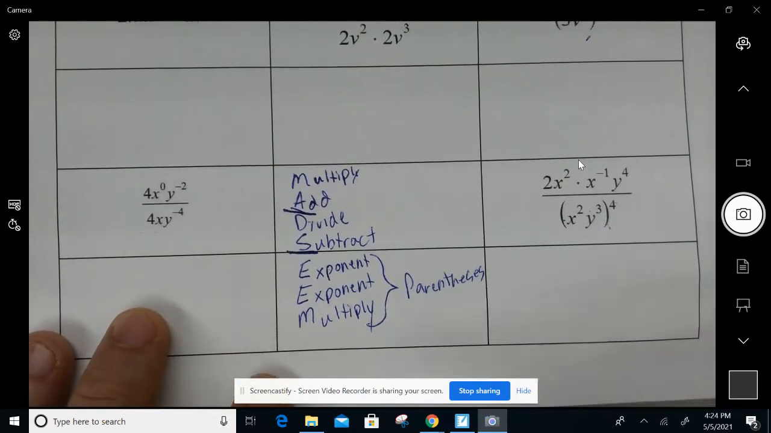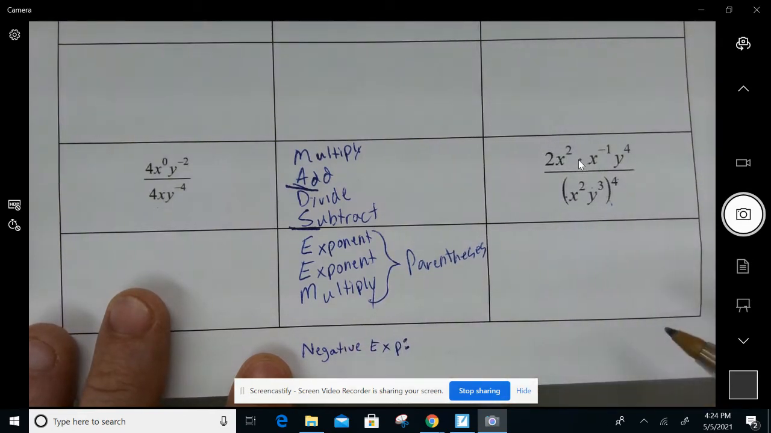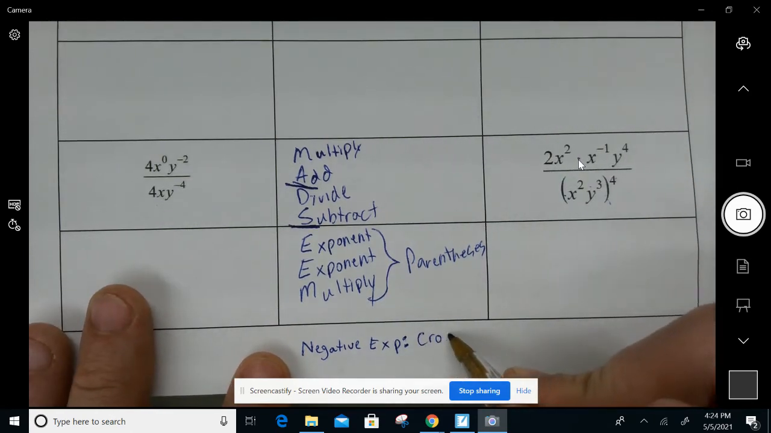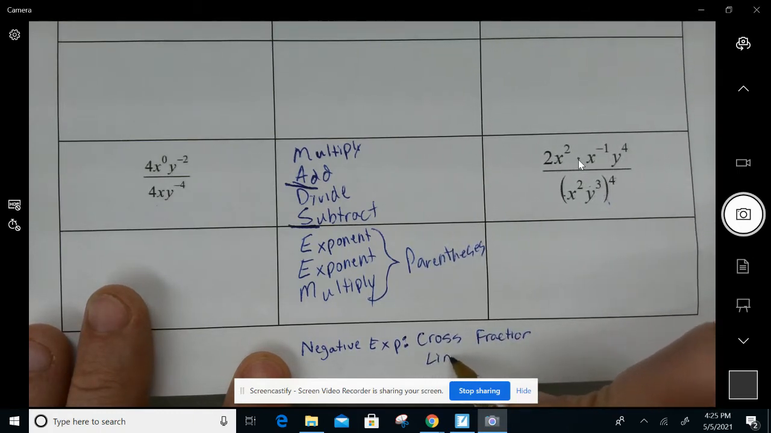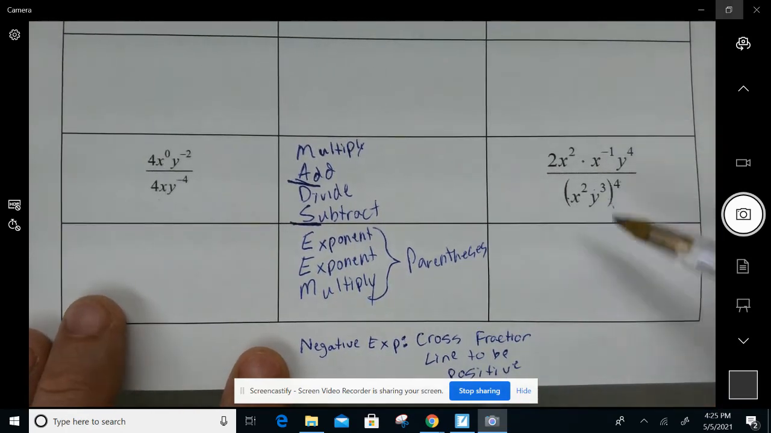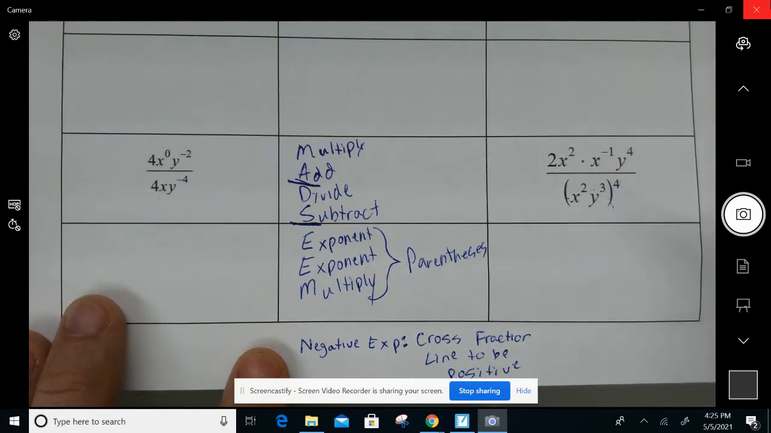The other rule then is negative exponents. We're going to deal with by they need to cross a fraction line to become positive. All right. So that just means if you see a negative exponent, for example, x to the negative 1 here, this needs to move down to the bottom across the fraction line where it will become positive. You'll have an x to the positive 1 on the bottom now, all right?